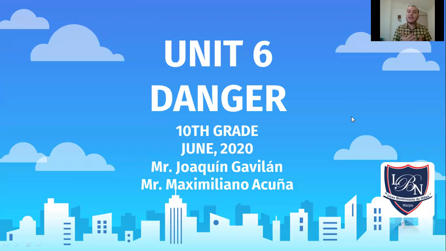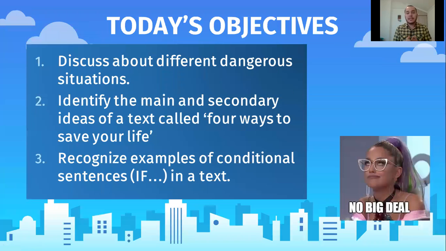Guys, let's have a look at the new content that we have in here. Unit number 6 is called danger. So let's see the objectives for today's class. Number 1 says discuss about different dangerous situations. Number 2 says identify the main and secondary ideas of a text called 4 ways to save your life.